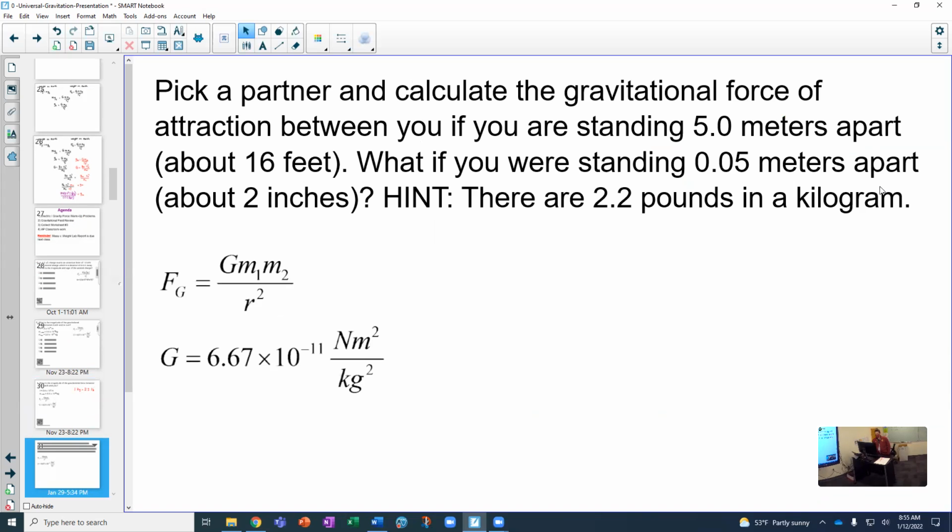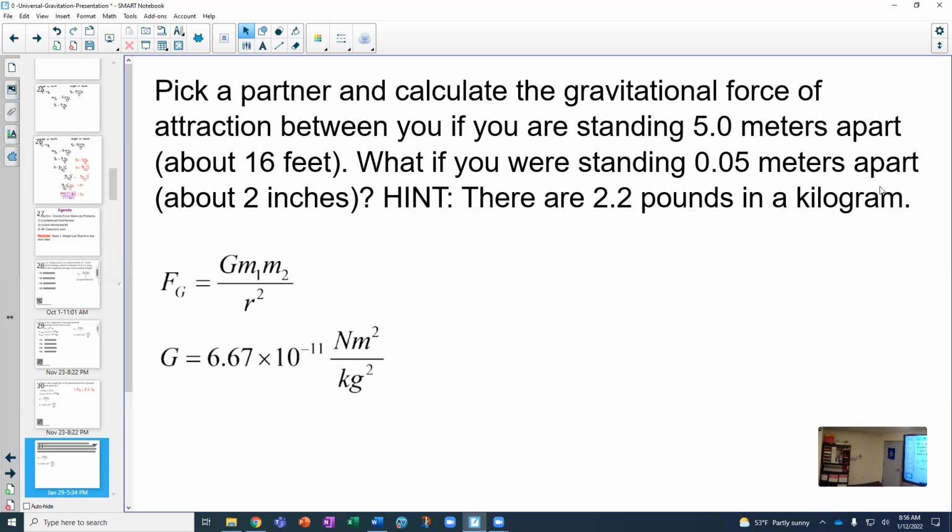All right. Now, here's the next project. This one you can't use 9.8, because here I want you to pick a partner and find the gravitational force of attraction, because gravity is always an attractive force. It always pulls together. Between you and your partner, if you're standing 5 meters apart, which is roughly 16 feet, or if you're standing 0.05 meters apart, which is 2 inches, kind of a close talker situation, right? And again, a reminder, there are 2.2 pounds in a kilogram. I'd like you to show it on a whiteboard so I can see your work, all right? So pick a partner, find out what's the attractive gravitational force between the two of you.